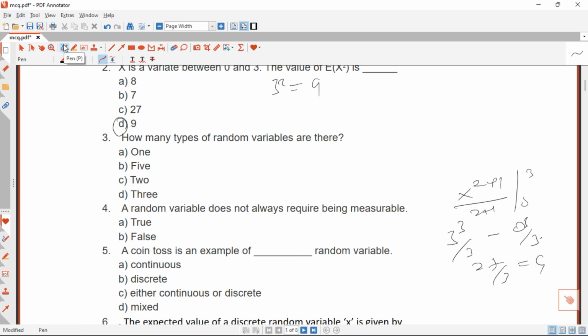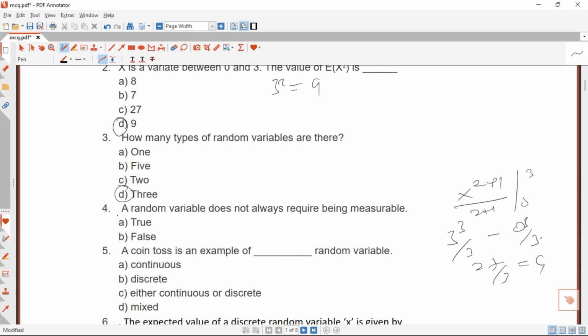So for question 2, the answer is D. He said, how many types of random variables are there? We are having 3 types of random variable. Basically what we learned in our slides is discrete random variable and continuous random variable. We have another random variable, so please kindly check that one and share it in the comment section below.